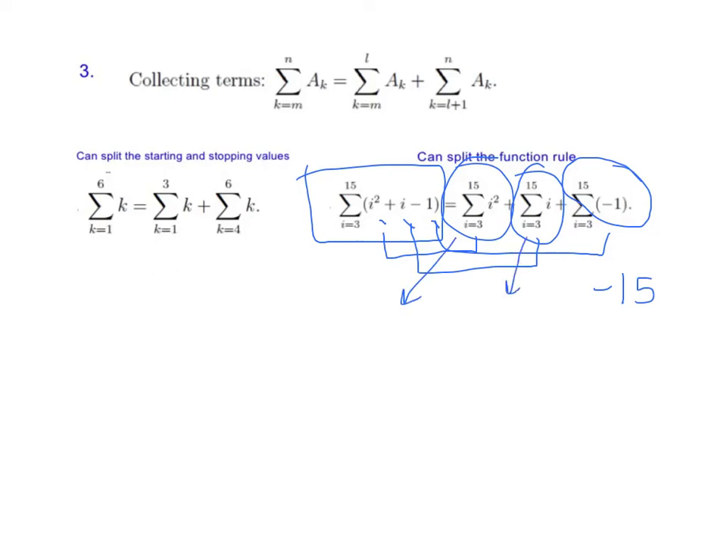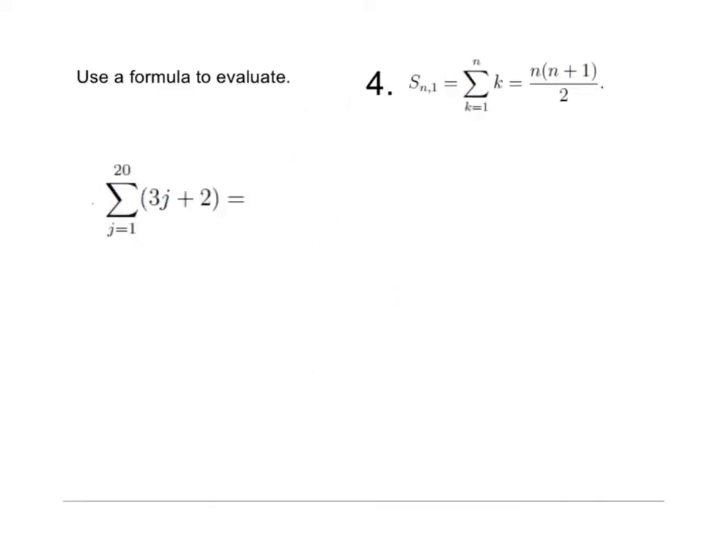That's how you do them separately. You can also split the starting number, so from 1 to 6, instead go 1 to 3 and then 4 to 6. So you can actually split the starting and stopping values. So here is the formula. If this is just a linear term, you would use this. And notice that the n is the stopping number.